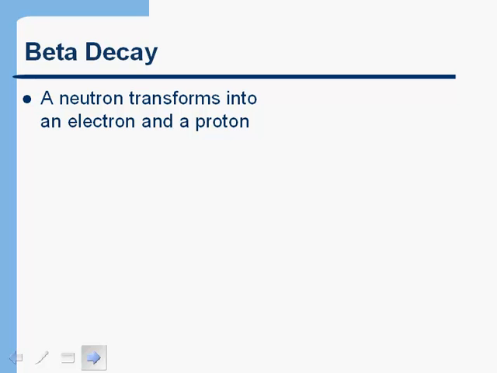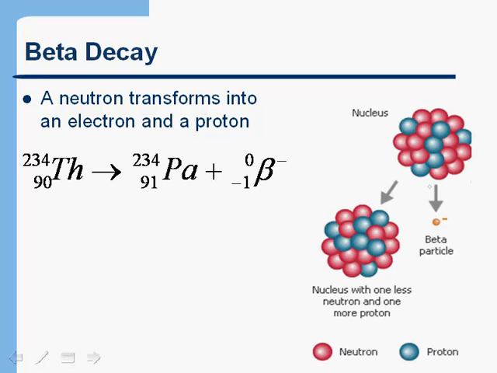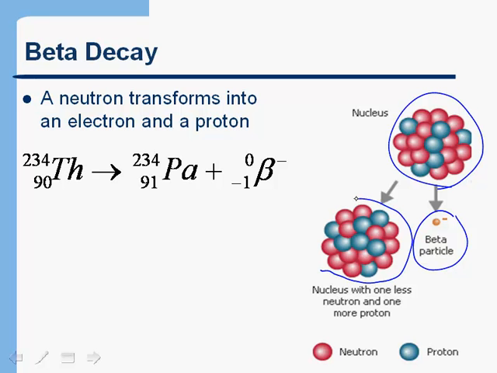Okay, so let's start looking at what we mean by alpha, beta, and gamma decay. We'll start out with beta decay. In beta decay, one of the neutrons in the nucleus transforms into an electron and a proton. Here's our original nucleus. What happens is one of the neutrons becomes a proton and an electron, and the electron is emitted from the nucleus. What we're left with is a different nucleus than what we started with, because it now has one more proton than it did originally.